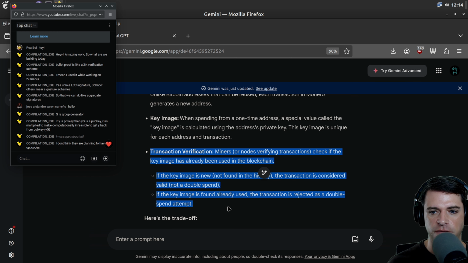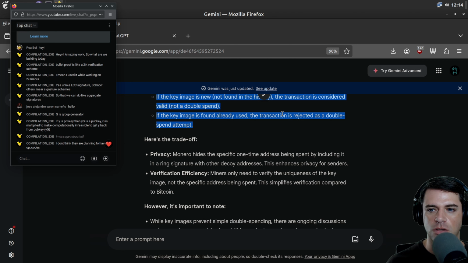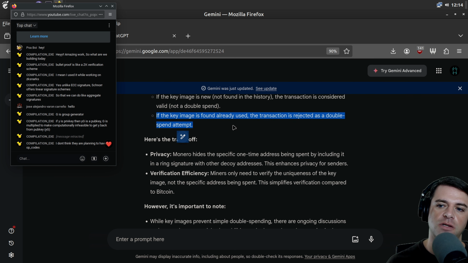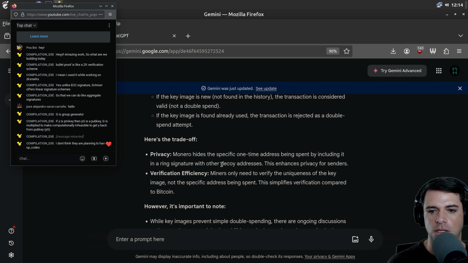Then we have transaction verification. Miners check if the key image has already been used on the blockchain. If it's new, not found, then the transaction is considered valid, not a double spend. If the key image is found already used, the transaction is rejected. Here's the trade-off: privacy and efficiency. Miners only need to verify the uniqueness of the key.